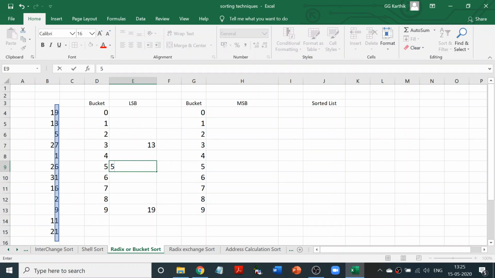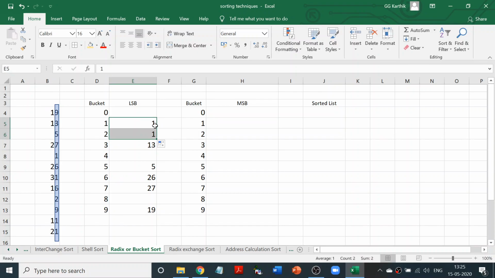Right. Then you have 27. Its least significant bit is 7, so it goes to bucket number 7. Then you have 1; the least significant bit is 1, so it goes to this bucket. 26 goes to this bucket. 31, the least significant bit is 1, so it goes here. But already you have a number there. So what happens here? I put a comma and write 31 here, in bucket number 1. Done? Yes.